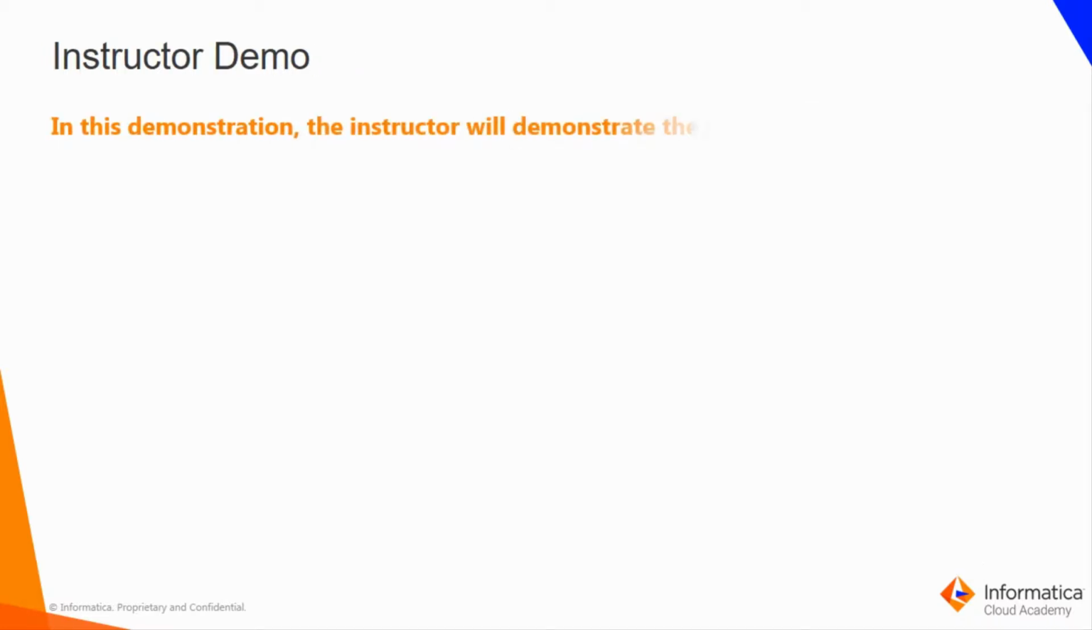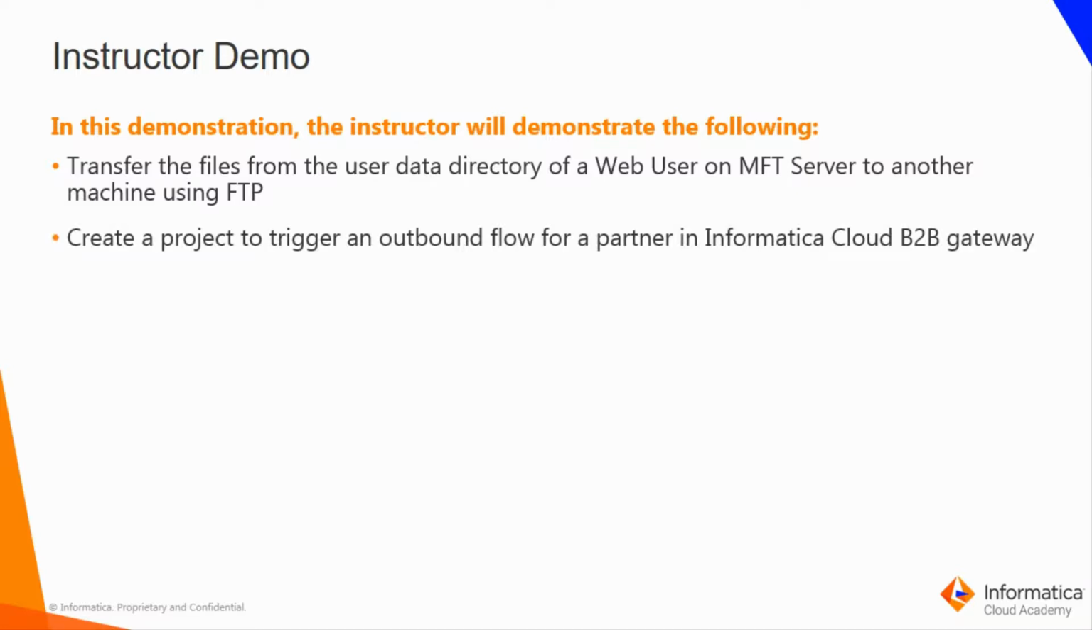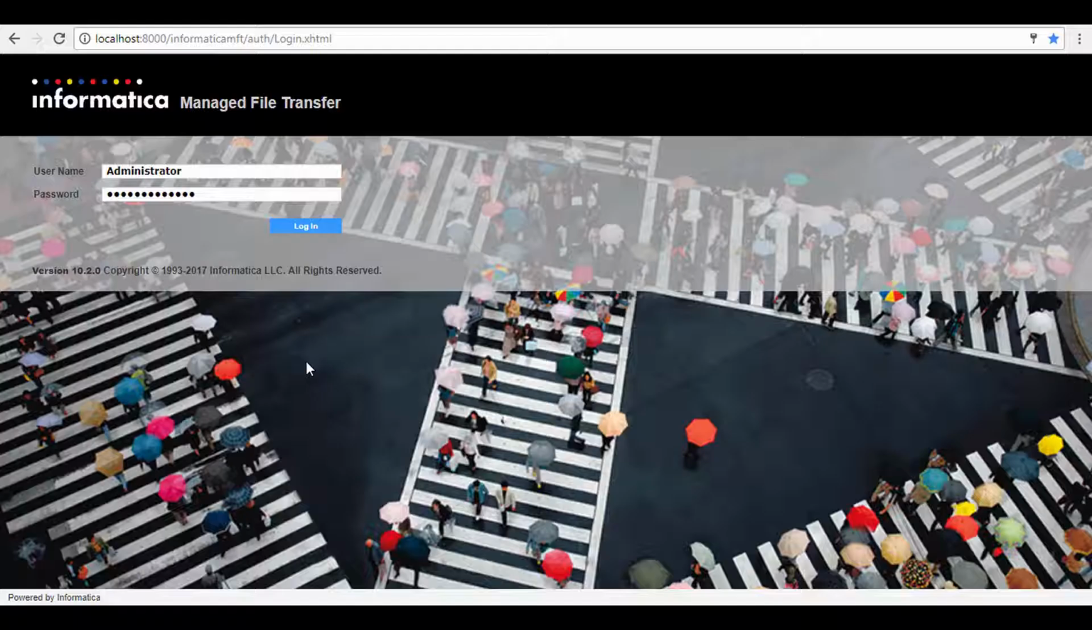In this demonstration, the instructor will transfer the files from the user data directory of a web user on MFT server to another machine using FTP. Create a project to trigger an outbound flow for a partner in Informatica Cloud B2B Gateway and send event status in email notification. In this demo, we will demonstrate the integration between Informatica Cloud B2B Gateway and MFT, and we'll create an end-to-end project to implement a demo use case.